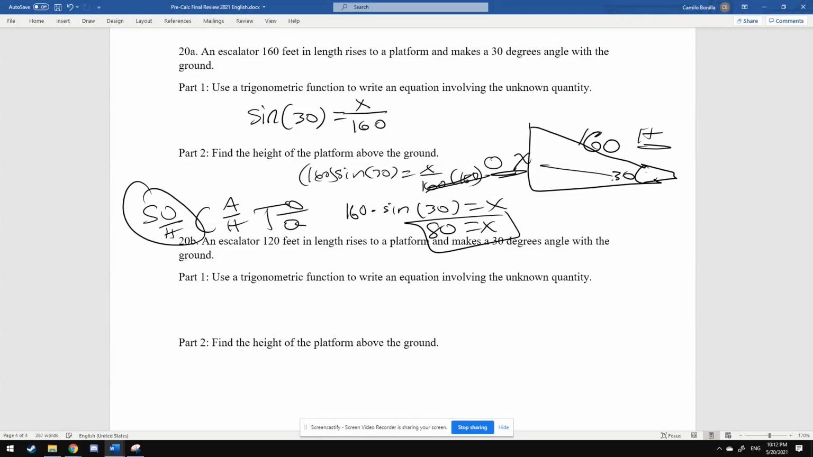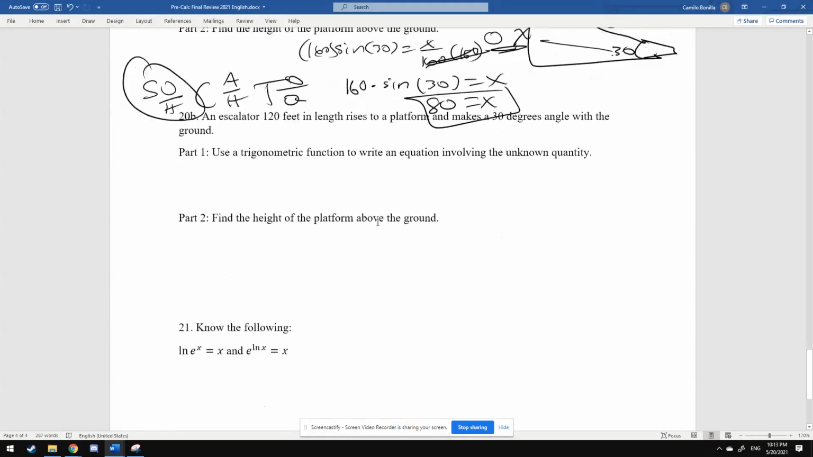Okay. So that'll be the same thing for B. And in the test it'll be sine, and in this one it will be sine.